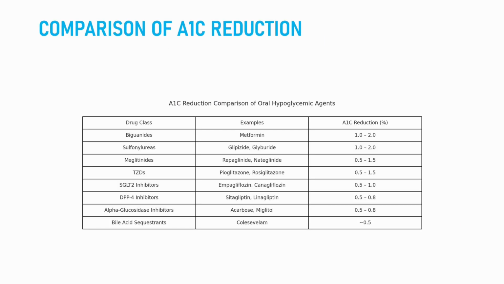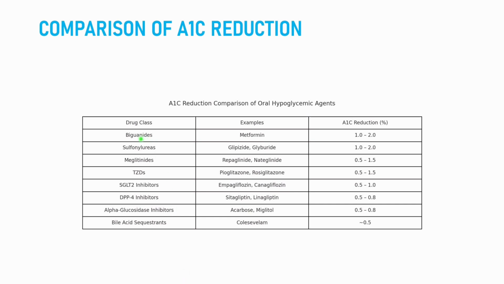Next is regarding comparison of A1C reduction of different medications. Why is this table important? Because when a patient comes to you, their situation will be different. They may have ASCVD, they want weight loss, their cholesterol is high, or they may need A1C reduction. All the other things are normal.